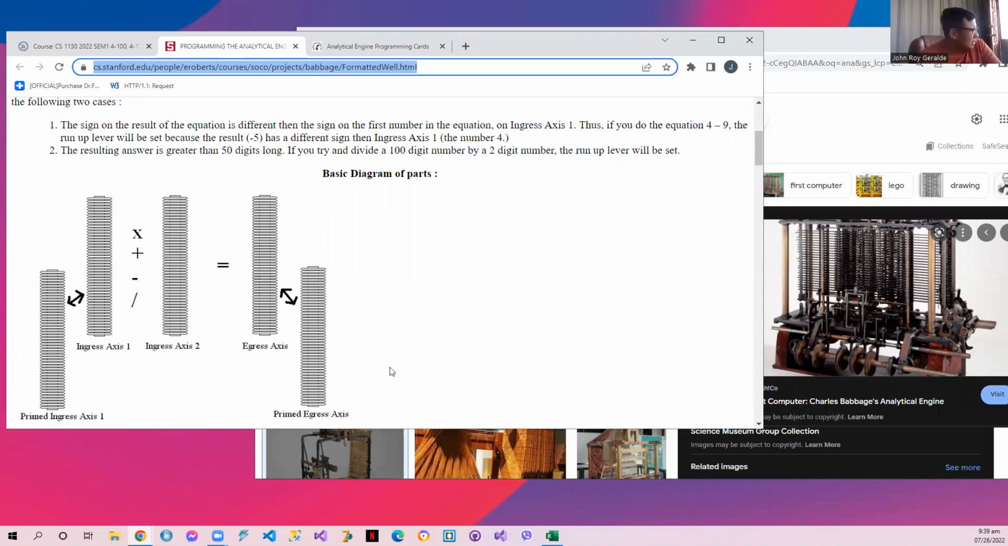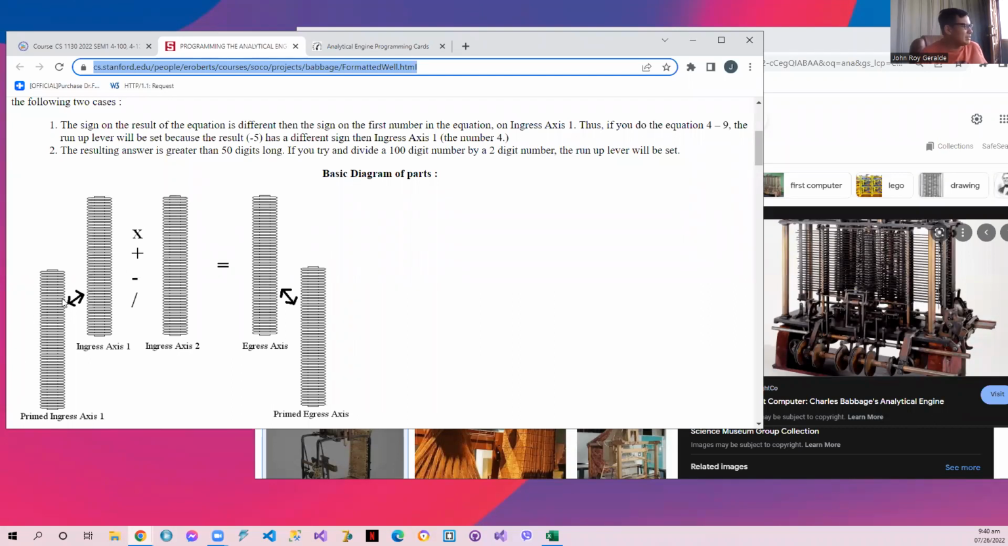Do you follow? What are these axes or columns of gears for? Okay, can anybody tell me? The first three columns, particularly ingress axis 1 and ingress axis 2, are used to store the input. Ingress means input, incoming. That's, I think, a Greek or Latin word, which means it's going inside. So if you are going to multiply, add, subtract, or divide numbers, the first parameter is on ingress axis 1, and the second parameter is on ingress axis 2.